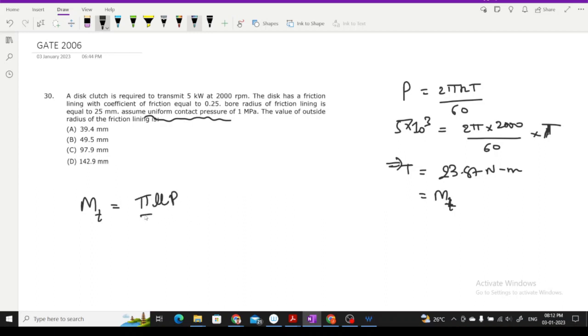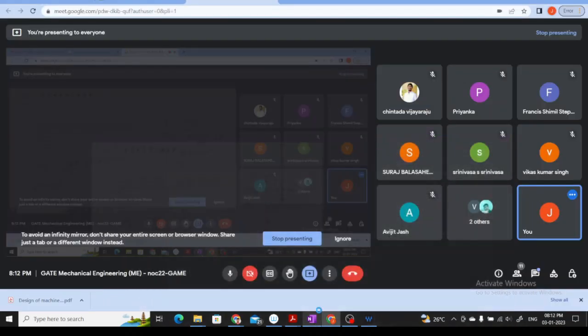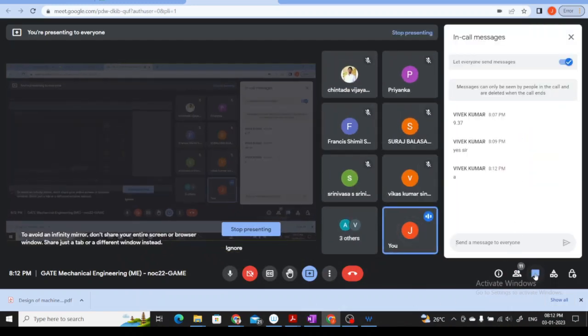Yes, sir. Pi mu p by 12, D cube minus d cube. Here this P is this uniform pressure, 1 megapascal. So is the answer A? Yes, correct. Answer is A, 13.4. So if you put all the given data, it's 23.87 Newton meter, or Newton mm. Yes, correct answer is A.